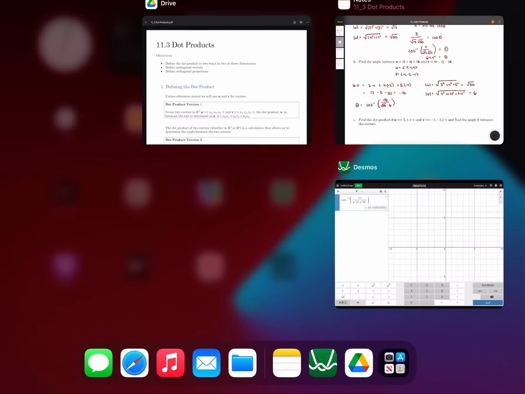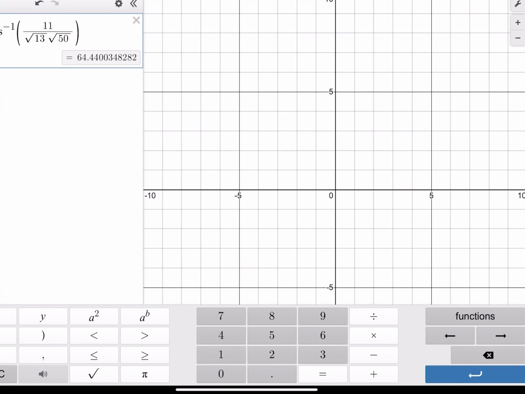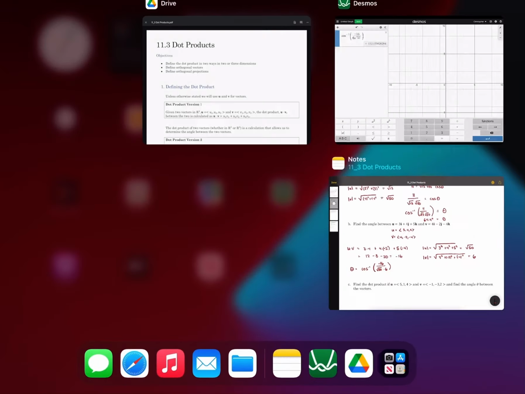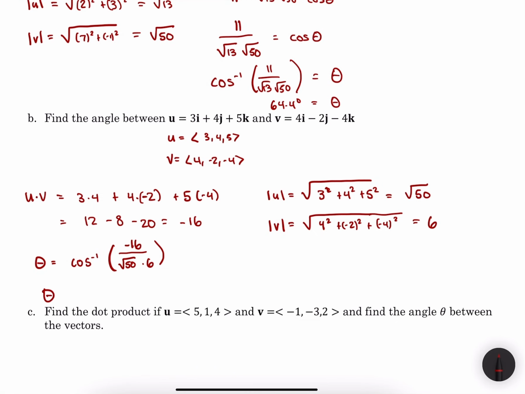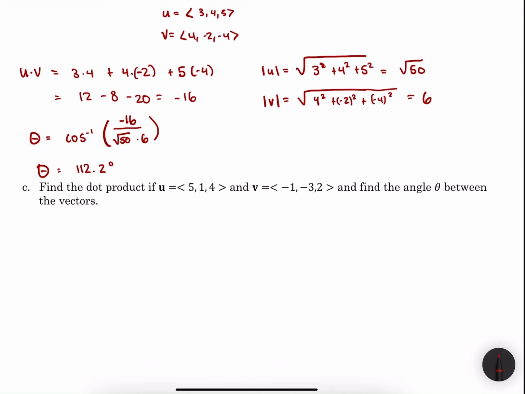So we'll go back over to Desmos. So we had cosine inverse of -16 divided by the square root of 50, and this time we had a 6 instead. So that is 112.2 degrees. So theta equals 112.2 degrees. Pause the video, come back and see if you can get the answer.